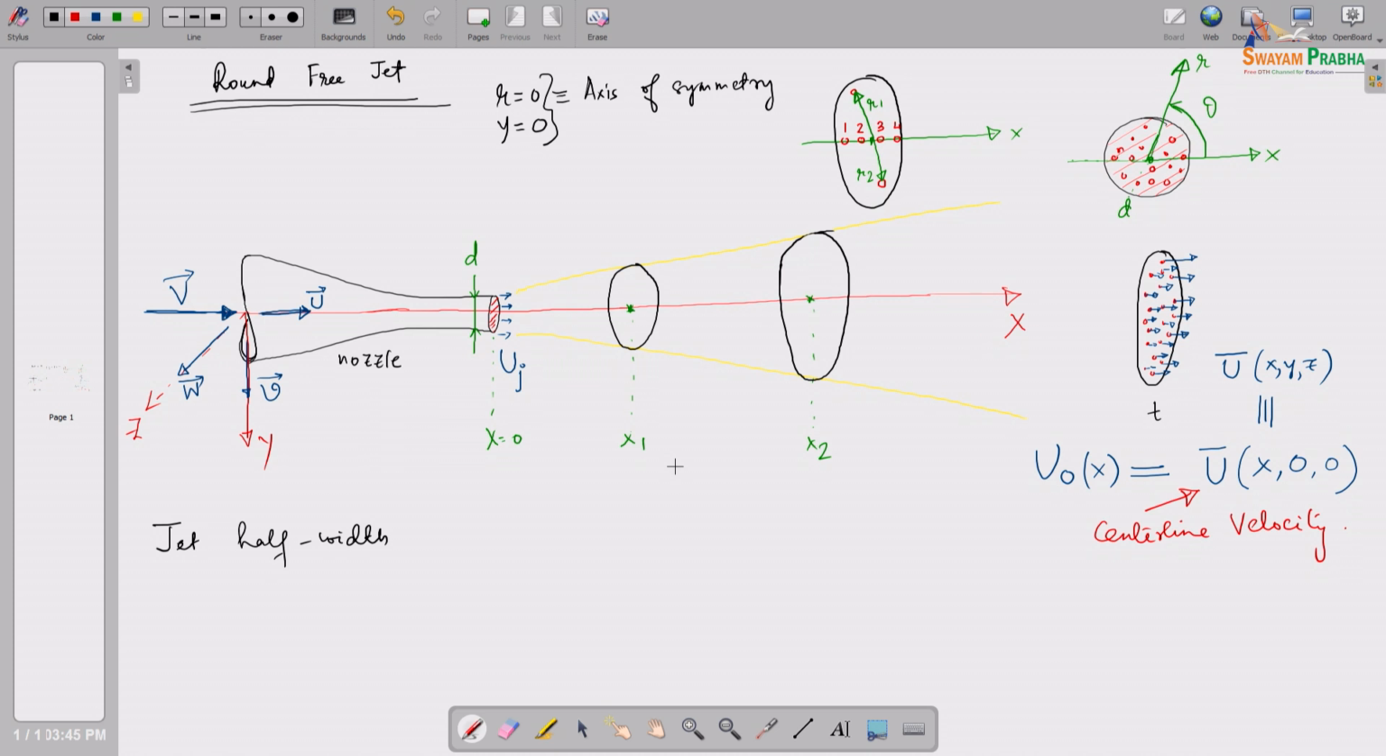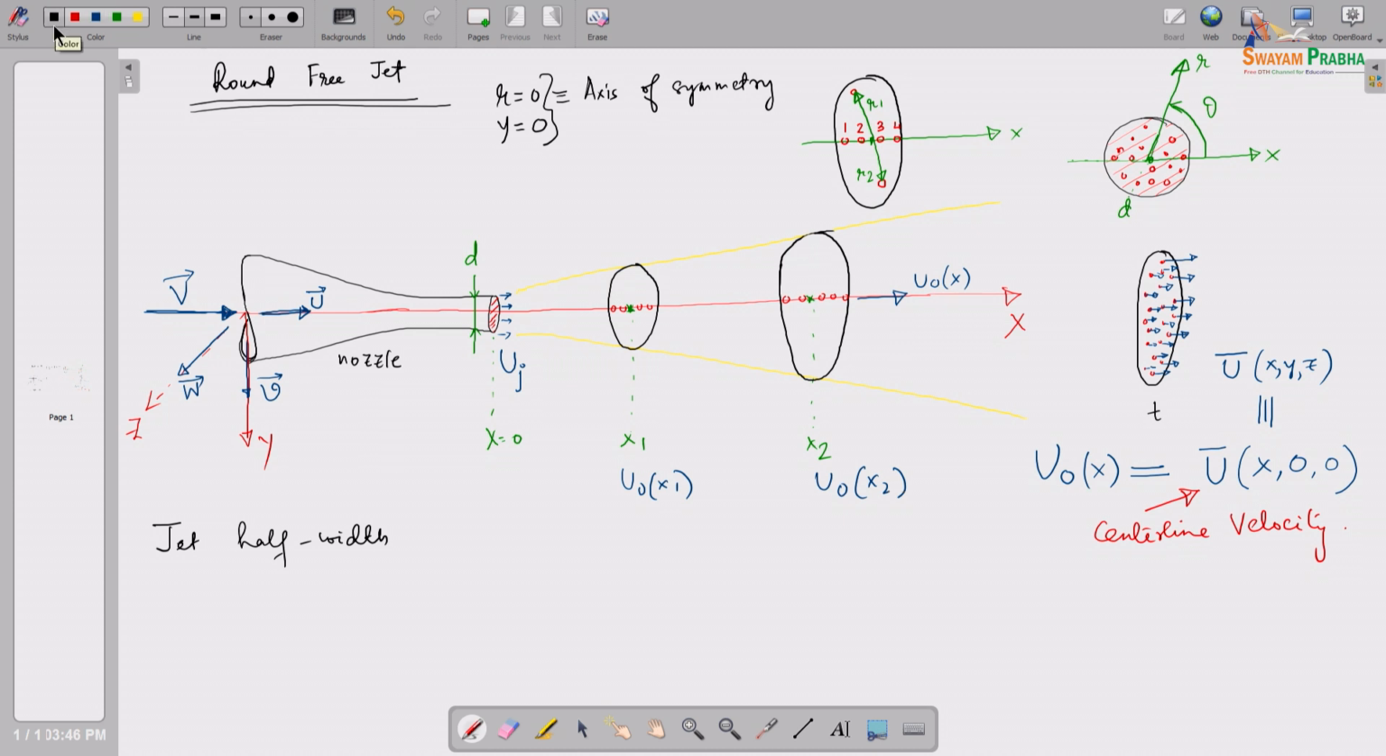The velocity here is u naught of x, which means u naught at x1 is different from u naught at x2. If I take these locations here, they will have a different velocity, and if I take these locations here, these will have a different velocity. So, what I have here is u naught of x1, and here u naught of x2. Now, the location, the radial vector, where the mean velocity is half of the center line velocity, that is my corresponding r half, the jet half width. Let me explain that.